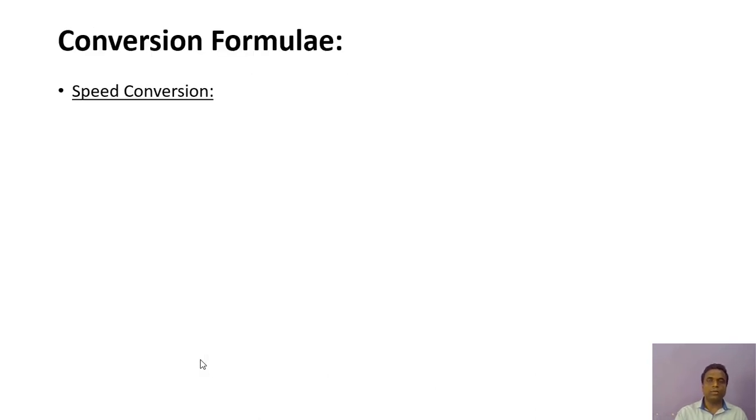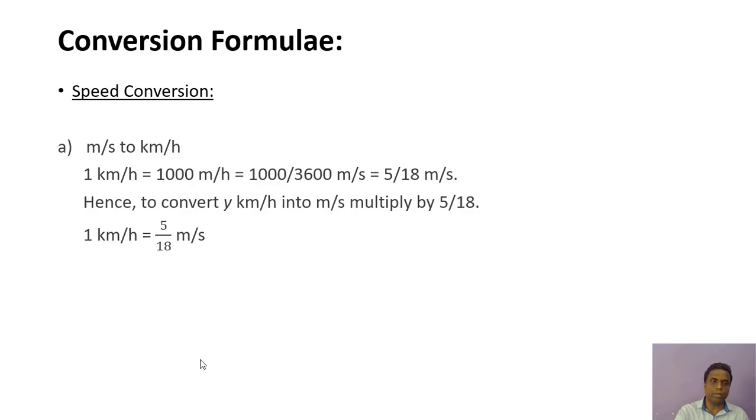So we will now look into some conversion formulae. In the questions, we are mostly given speed in kilometer per hour or meter per second, but we have some situations where we have to convert kilometer into meter or seconds into hours, or speed from kilometer per hour to meter per second. So we have a standard formula to convert speed from kilometer per hour to meter per second. Let's see what that formula is. We will derive that formula.